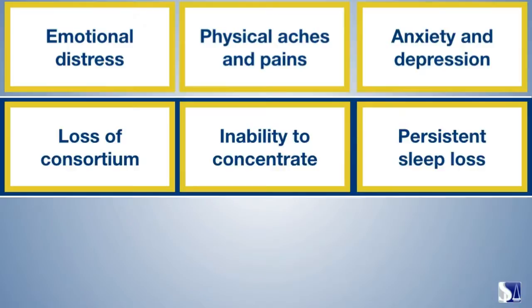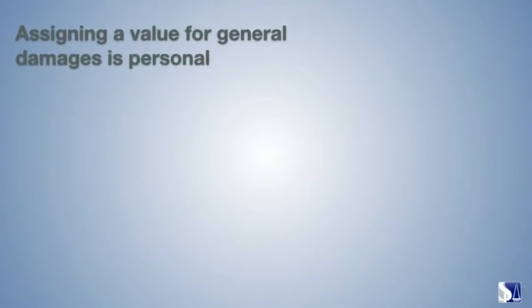Two people can sustain exactly the same injury, but one person may experience greater pain than the other. One may develop depression while the other does not. The same type of injury may prevent one person from doing her job, while it has no effect on another's. Assigning a value for any type of general damage is entirely personal. Only you can assess the depth of your pain and suffering. When calculating an amount for your general damages, give a lot of thought to how you feel.